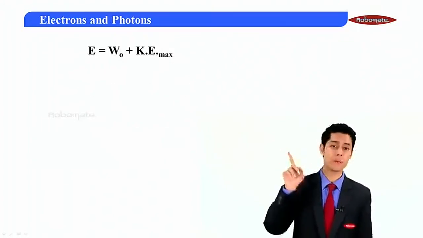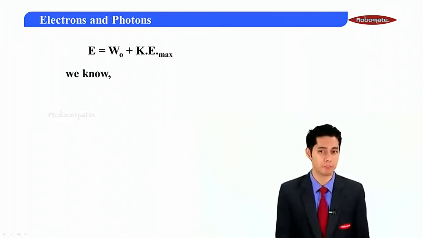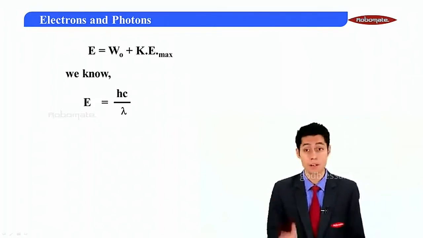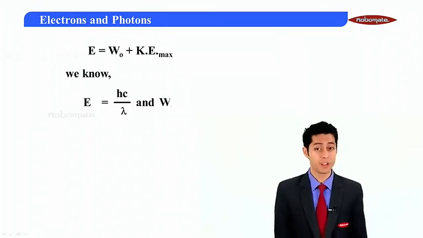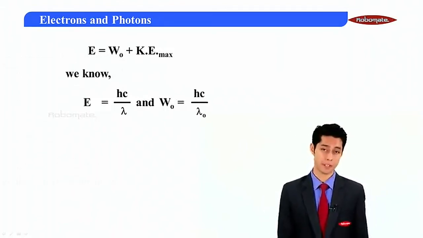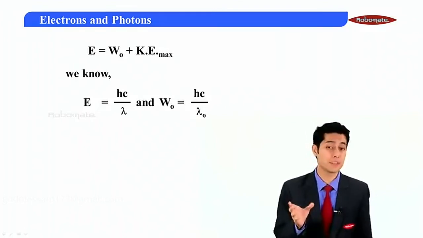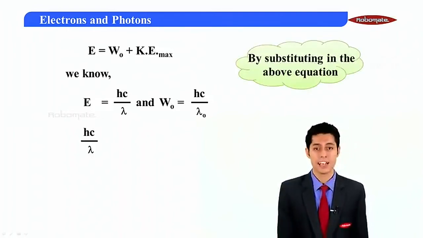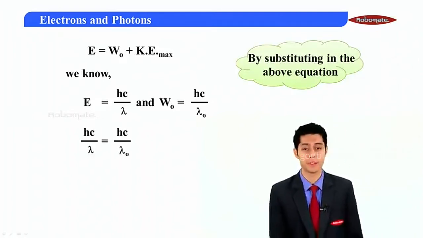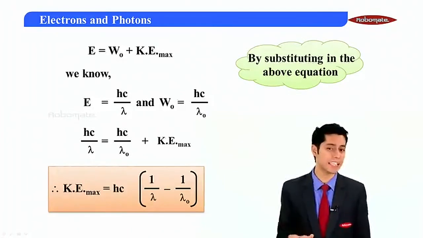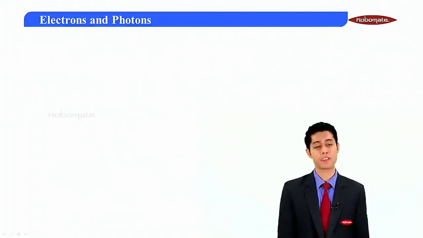We know that the parent equation is E equals W naught plus KE max, but we also know that E can be written not only as h nu, but also as hc by lambda. Similarly, W naught can be written as hc by lambda naught. Substituting these, we get hc by lambda equals hc by lambda naught plus KE max. So KE max equals hc times (1 by lambda minus 1 by lambda naught), and I mark this as equation number 2.